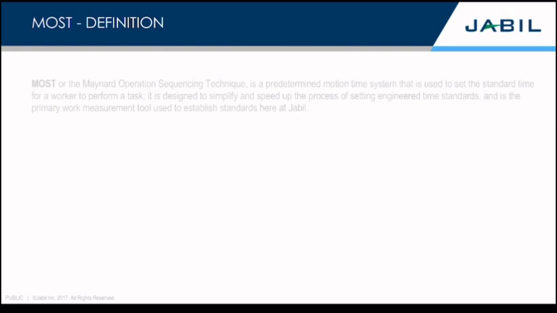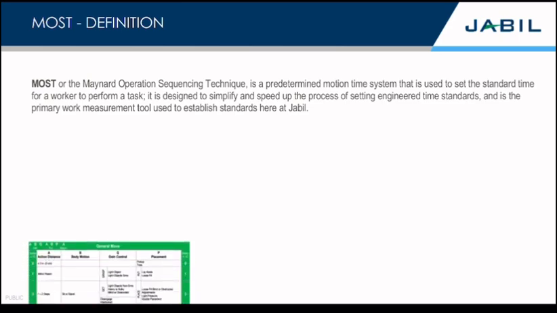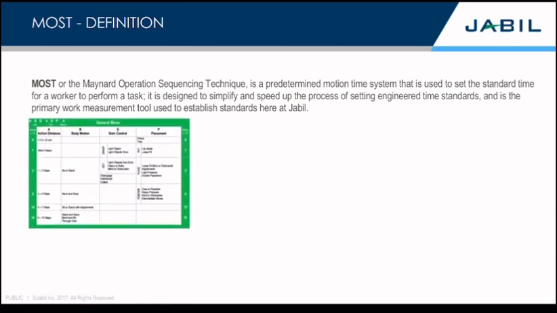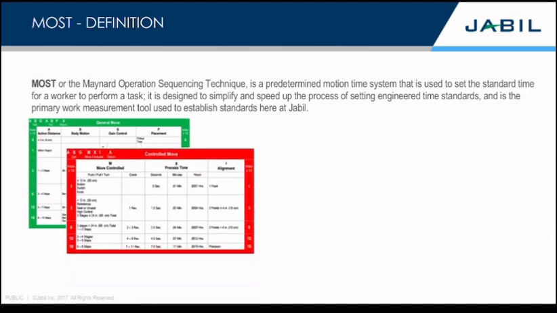MOST, or the Maynard Operation Sequencing Technique, is a predetermined motion time system that is used to set the standard time for a worker to perform a task. It is designed to simplify and speed up the process of setting engineered time standards, and is the primary work measurement tool used to establish standards here at Jabil. It is not only calculating the time, but also makes the engineer think to make sure this is done for the best method.